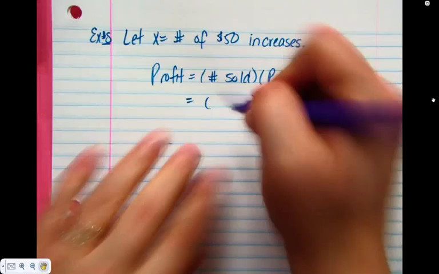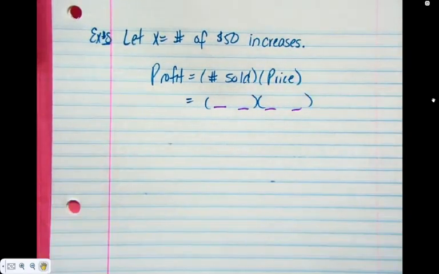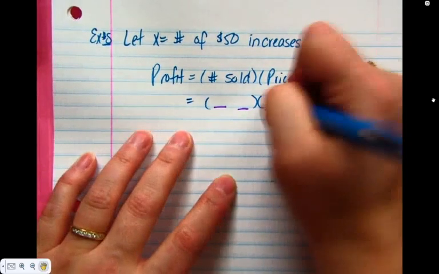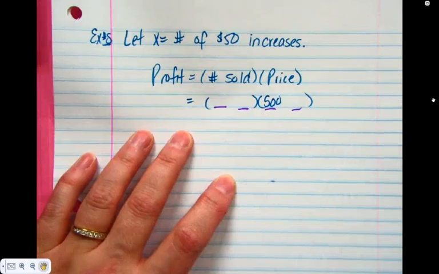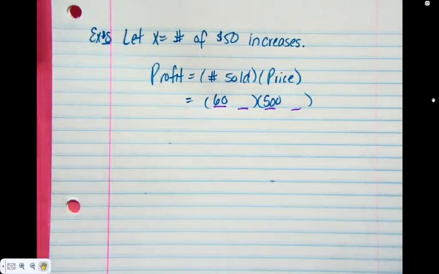Now, sometimes I put little blanks to remind myself there's four numbers I'm going to fill in, two in the front, two in the back. The two in front are before we made any changes. So how much are we selling this canoe for and how many are being sold? 500 is the price. 60 is the amount that's being sold.